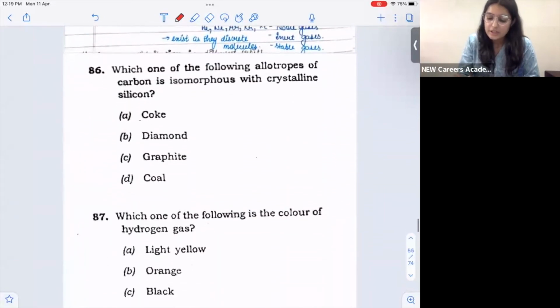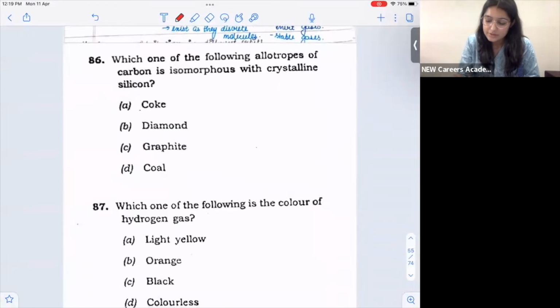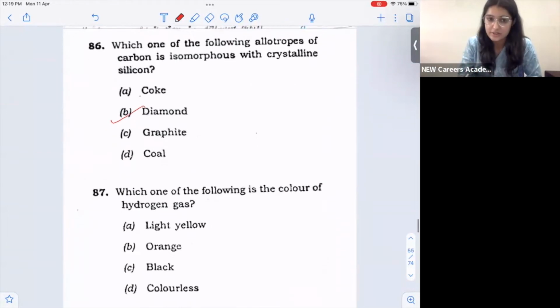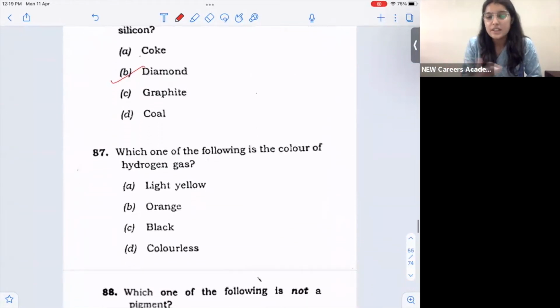Which one of the following allotropes of carbon is isomorphous with crystalline silicon? The answer is D, since diamond and crystalline silicon are similar. They have a similar crystalline structure. Next, colorless hydrogen gas. So yes, hydrogen is a colorless gas, right?